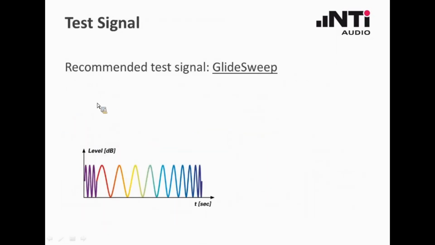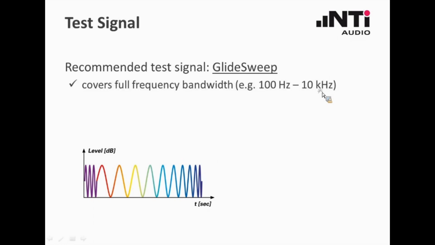Talking about the test signal, we strongly recommend to use the glide sweep. Glide sweep is a sine wave which starts at a low frequency, which is then over time continuously increased. This test signal has several advantages. The first one would be that it covers the full frequency bandwidth of interest. For intelligent devices, this is typically 100 Hz to 10 kHz, but you may also extend this range, for instance, from 20 Hz to 20 kHz, or reduce it to the bandwidth of your interest.